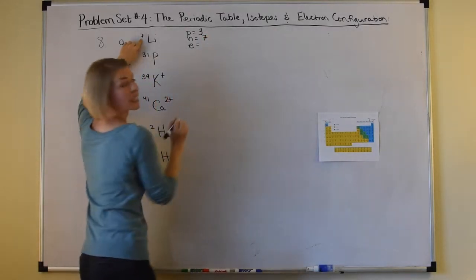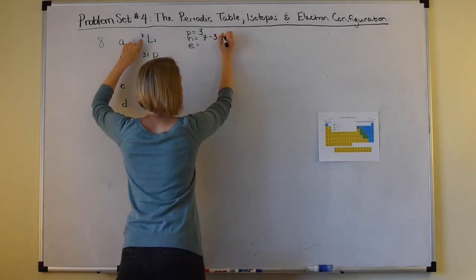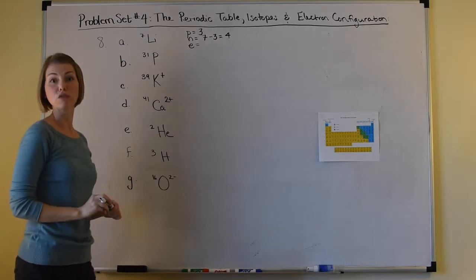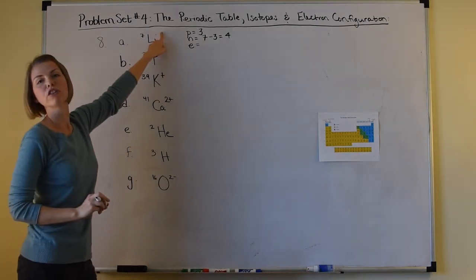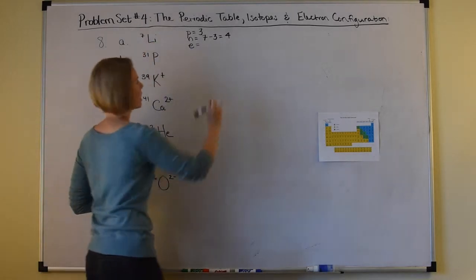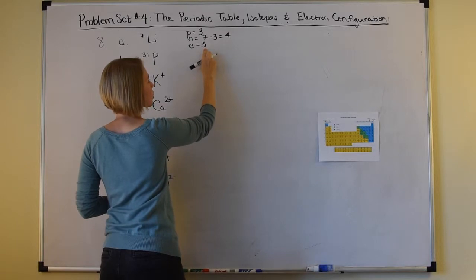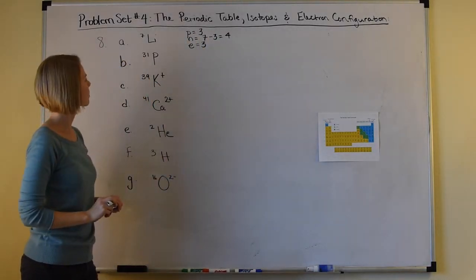And remember that that is a sum of the protons and the neutrons, so subtract out the number of protons and you will find the number of neutrons, which is 4. Now because it's a neutral atom, we know that the number of protons is equal to the number of electrons, so there must also be 3 negatively charged particles to balance out the 3 positively charged protons.